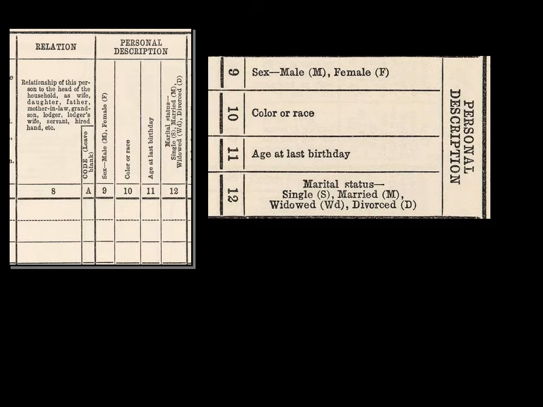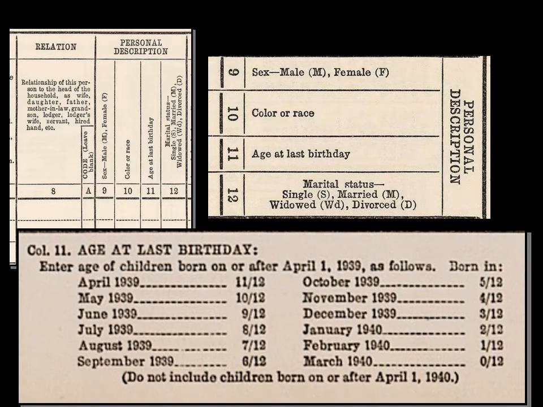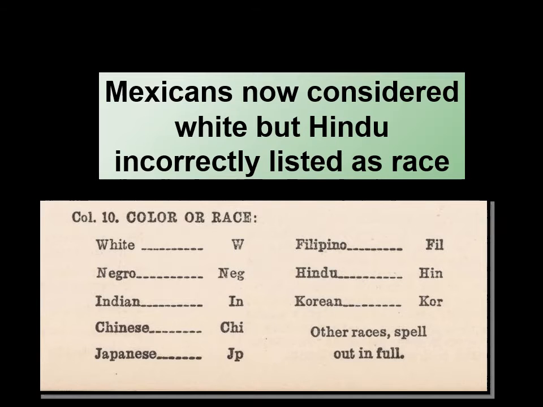You can see there's all sorts of personal description here. And at the bottom of the schedule, to help the enumerator, there are occasionally these sorts of instructions. Race has always been kind of an interesting question that was asked, and you see that the instructions to the enumerators are here. Mexicans were now considered white. They weren't, I guess, before, and Hindu is not a race.